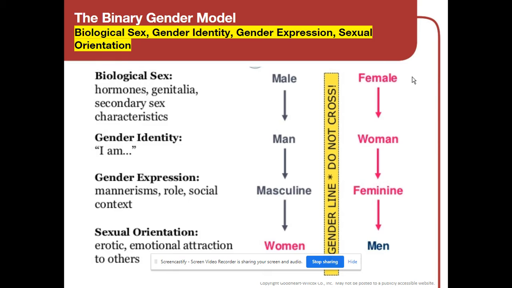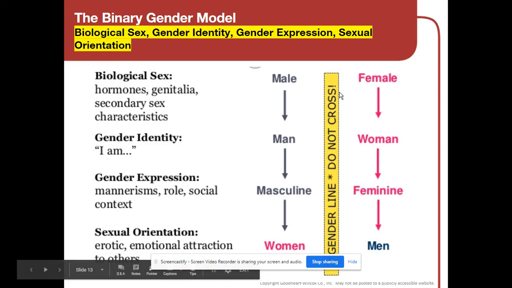Then, as this baby grows, our society tends to expect them to be certain things that are associated with their biological sex. The binary gender identity, if someone's born with a vagina, would be woman. If someone born with a penis, would be man. But some people don't follow that binary gender model, and that's okay. This line that says do not cross is just a symbol of what would make it harder in our society.